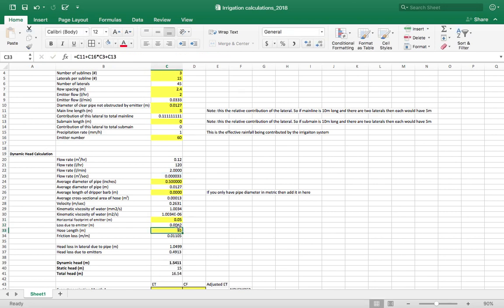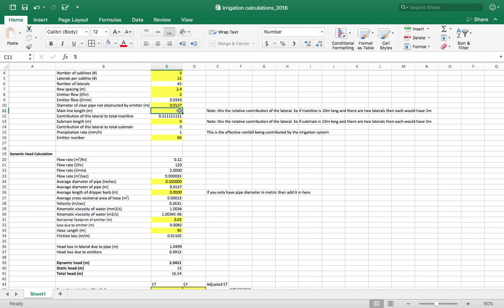It's actually an incorrect component of this spreadsheet. And this one here is now equals the diameter of the pipe minus the length of the dripper barb. So in this case, we don't have a dripper barb, so it's 0.0127 minus 0. Okay, so let's go back up there.